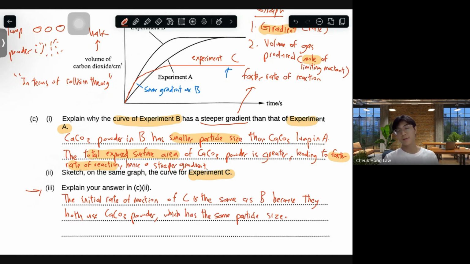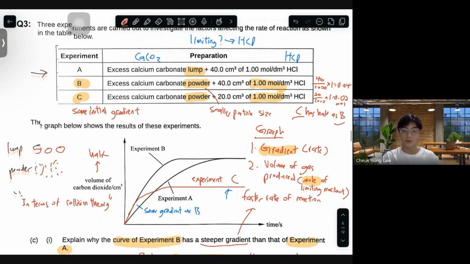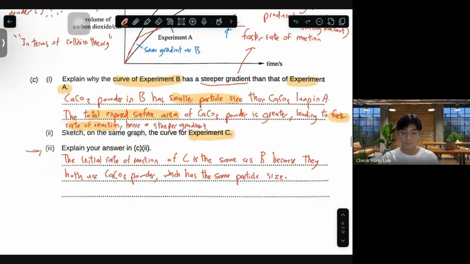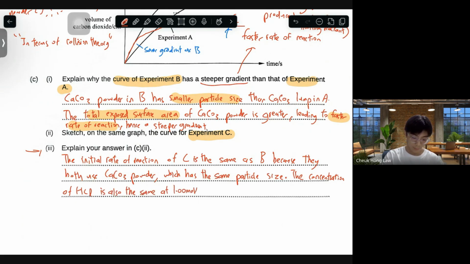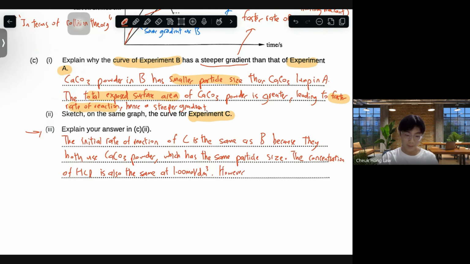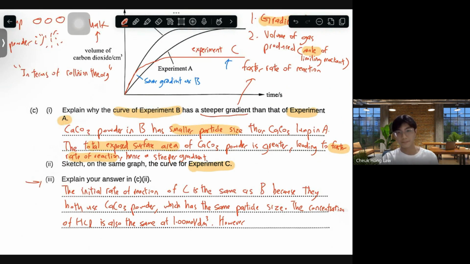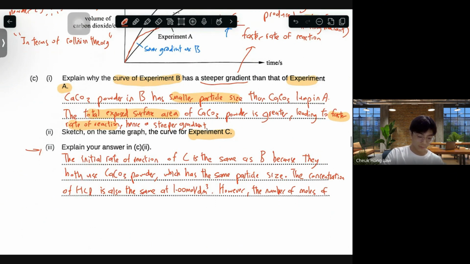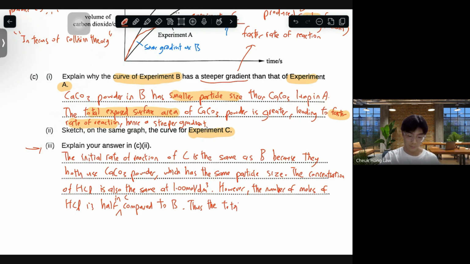But that's not all. What's the other factor that affects rate of reaction? Here is your concentration, 1 mole per dm cube. The concentration of HCl is also the same at 1 mole per dm cube. So this will explain why it has the same gradient, the same initial speed of reaction. However, why is the volume of carbon dioxide formed half? Because the number of moles of HCl is half compared to B. Half in C compared to B. Thus, the total volume of carbon dioxide is also half the amount.